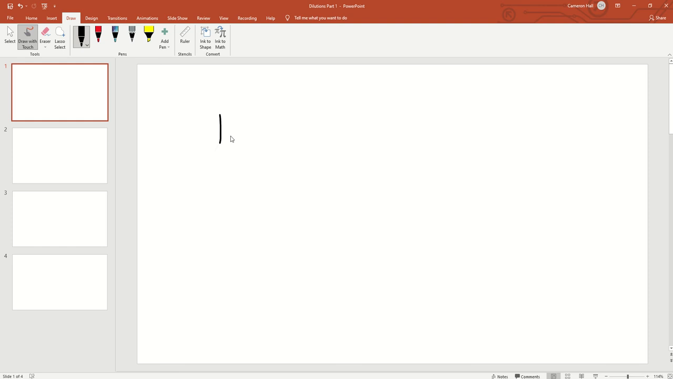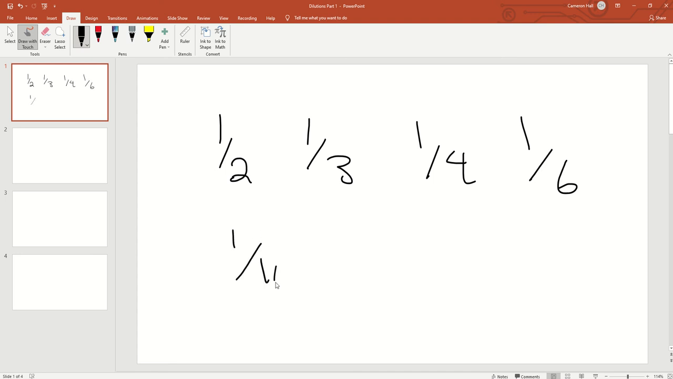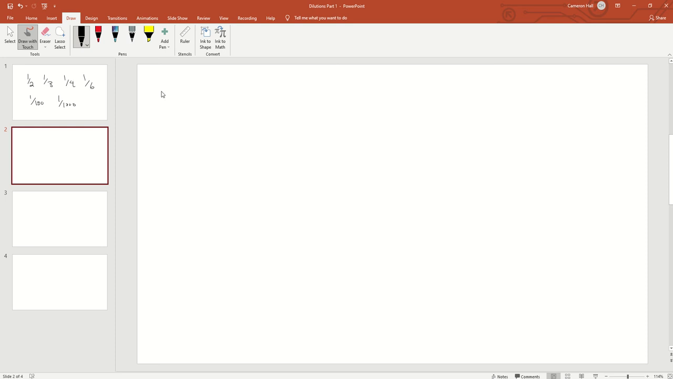So dilution factors can basically be any ratio: 1/2, 1/3, 1/4, 1/6, 1/100th, 1/1000th. You're probably not going to be using 1/1000th or even 1/100th, but the point is they can be whatever. Now the key to understanding dilutions is understanding what a dilution factor represents.